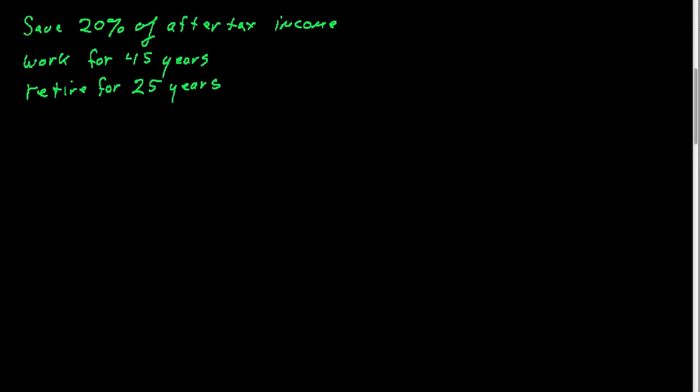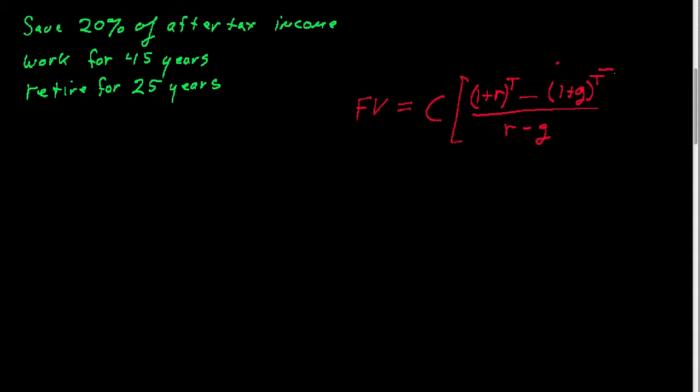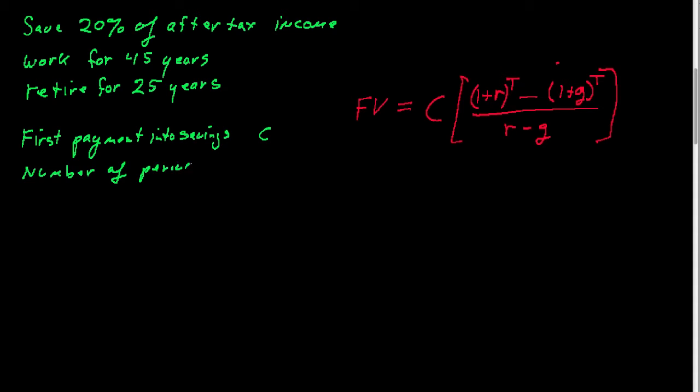Here's the formula for the future value of a growing annuity. Future value equals C, that's the amount of the first payment, times (1 plus r)^t minus (1 plus g)^t, divided by r minus g. The amount of the first payment is C. The number of periods is T. In this case, 45 years, because you are working 45 years and making 45 payments into your retirement account. The growth rate is g. In this case, the rate of your annual raises, and the interest rate that you earn on your savings is r.